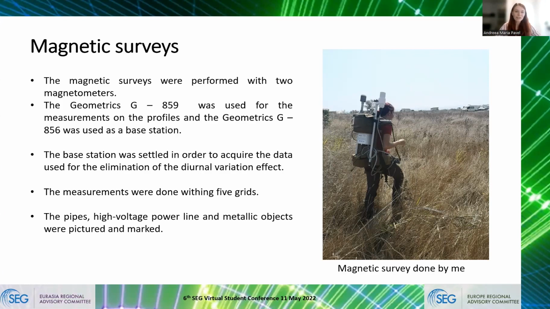And on the right side of the slide, you can see a picture of me doing a magnetic survey, and also you can see the environment, how it looked at that field camp. It was the final week of August, and that's how the vegetation looked.